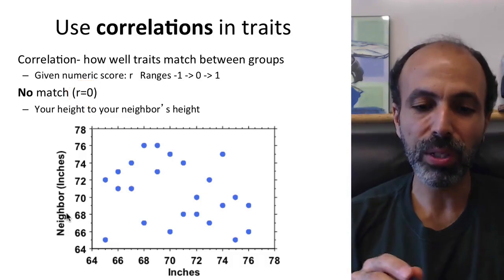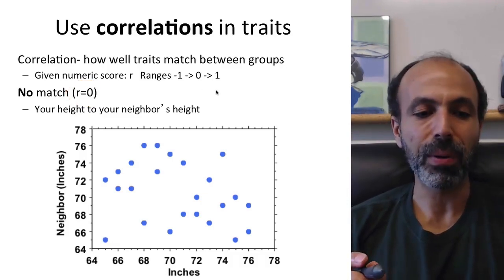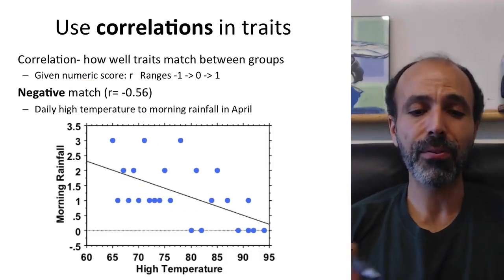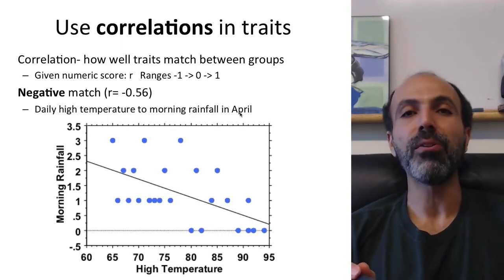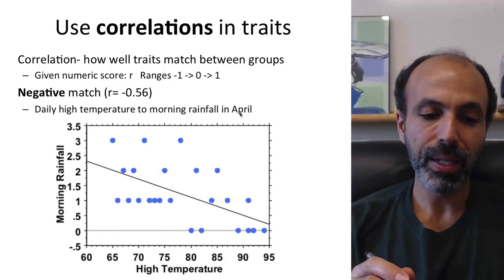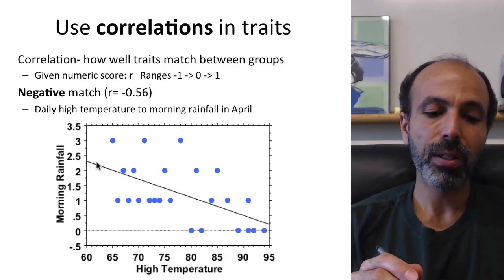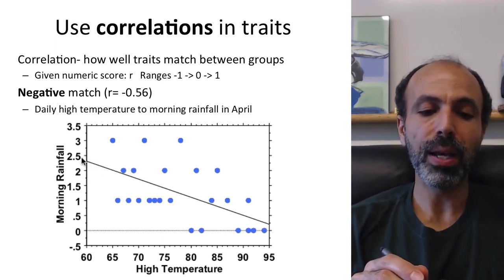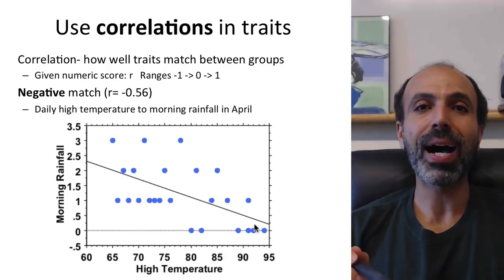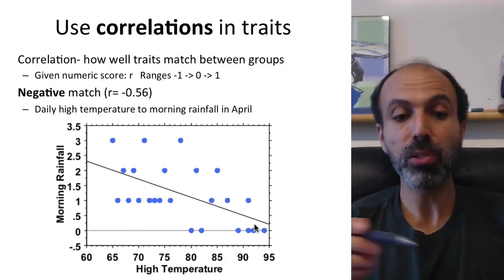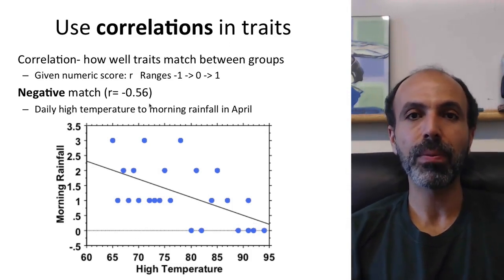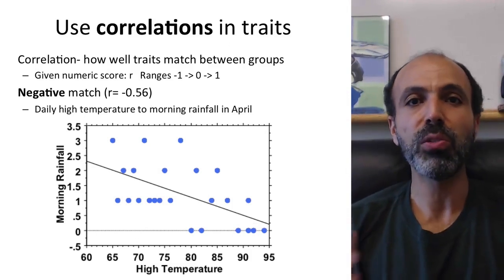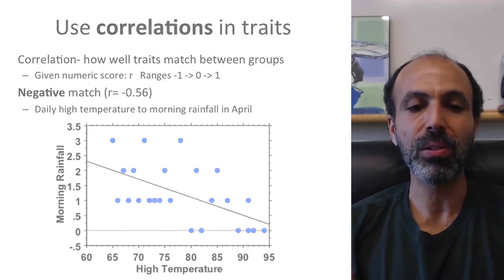Now you may be wondering, well, I've only done this range from 0 to 1. What about the negative part? Well, negative is when you have literally a negative prediction, such as daily high temperature to morning rainfall in the month of April. You may have a lot of rainfall associated with low temperature, but as rainfall goes down, you get a higher and higher temperature. Okay, so this would be an example of a negative correlation, or a -0.5 in this particular example. So that gives you an illustration of what I mean when I say correlations. So let's come back and use this.